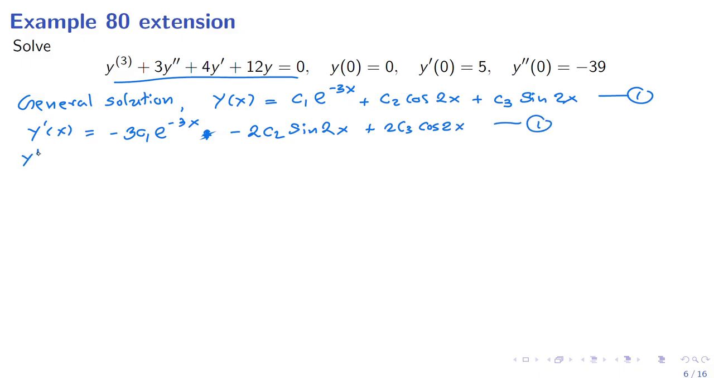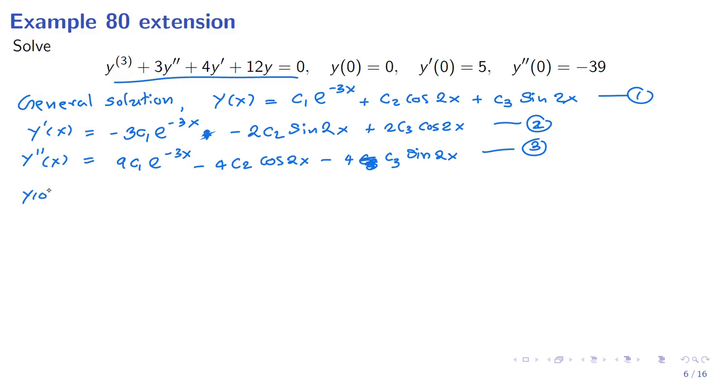Let's find out the second derivative as well. That would be 9c1 e to the minus 3x minus 4c2 cosine 2x minus 4c3 sine 2x. Let's call this first one 1, the second one is 2, the third one is 3. And I'm going to apply these three initial conditions using 1, 2, and 3.